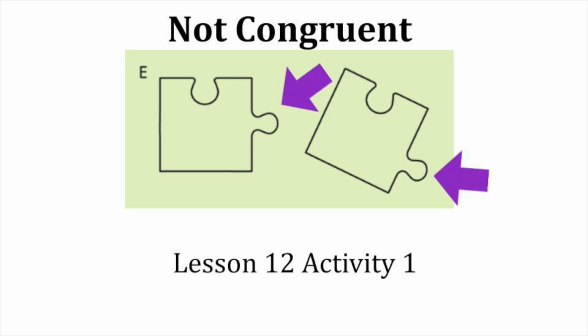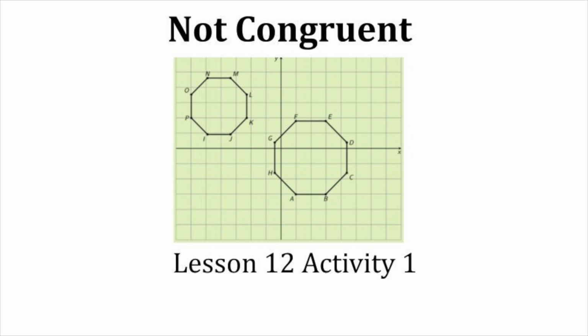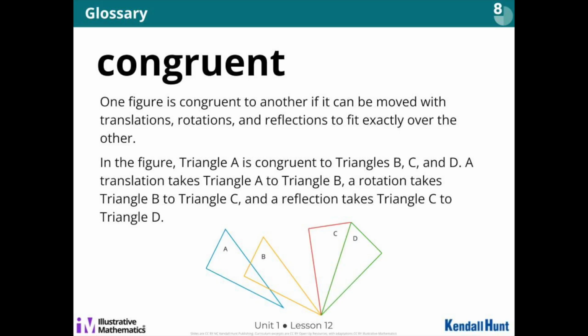In previous lessons, we established a definition of congruence. One figure is congruent to another if it can be moved with translations, rotations, and reflections, or a sequence of these to fit exactly over the other. In the figure, triangle A is congruent to triangles B, C, and D. A translation takes triangle A to triangle B, a rotation takes triangle B to triangle C, and a reflection takes triangle C to triangle D.